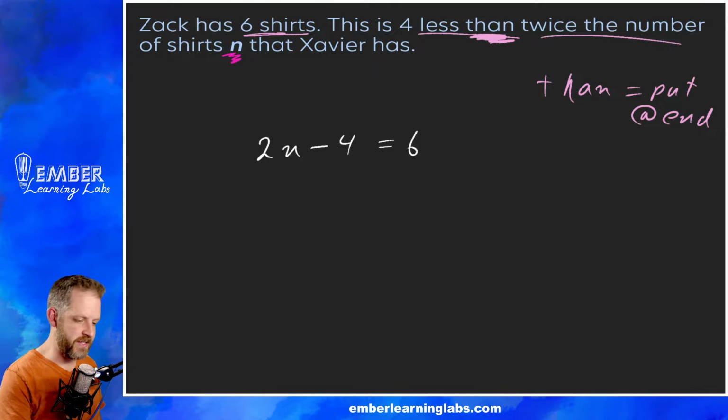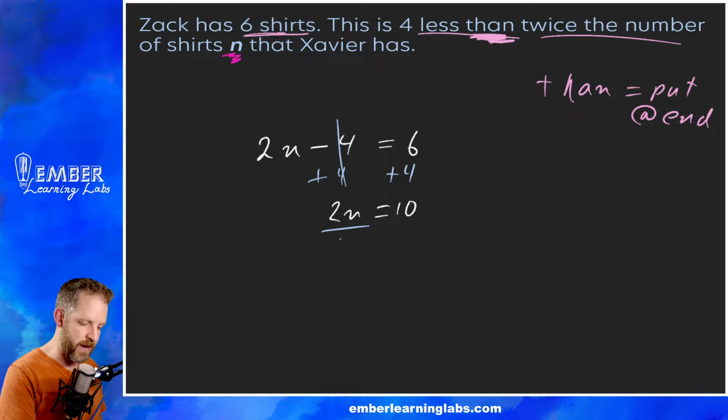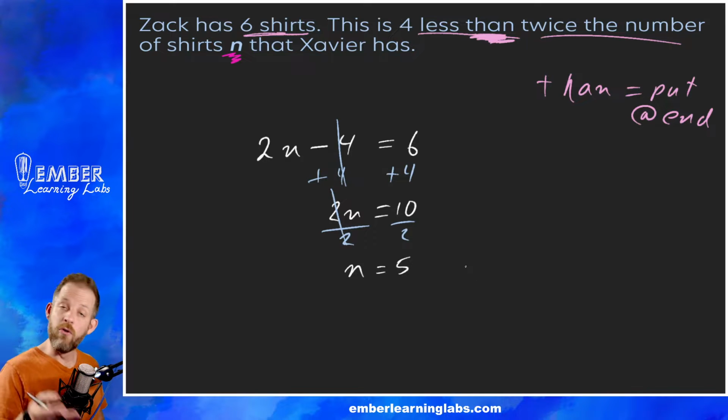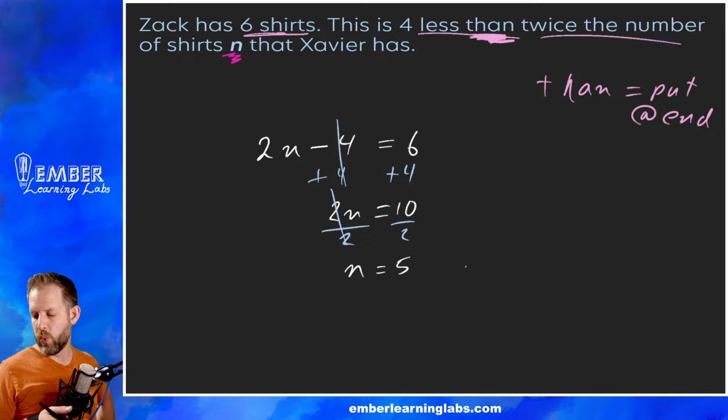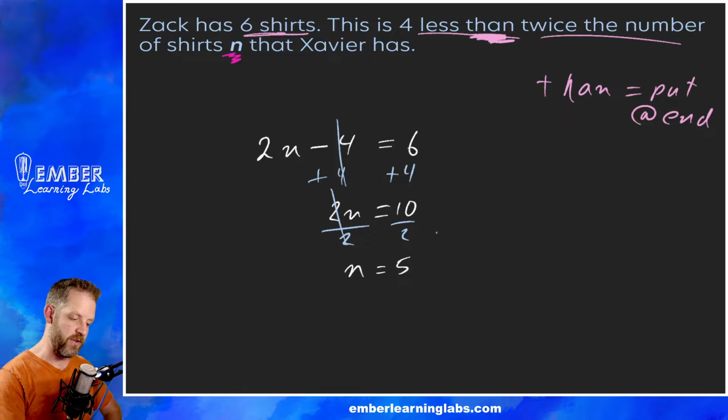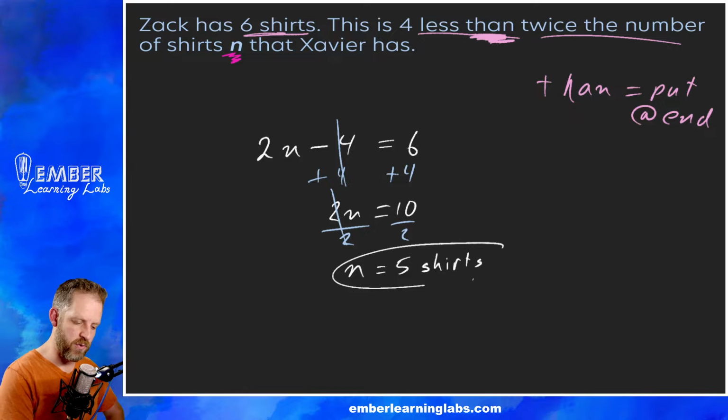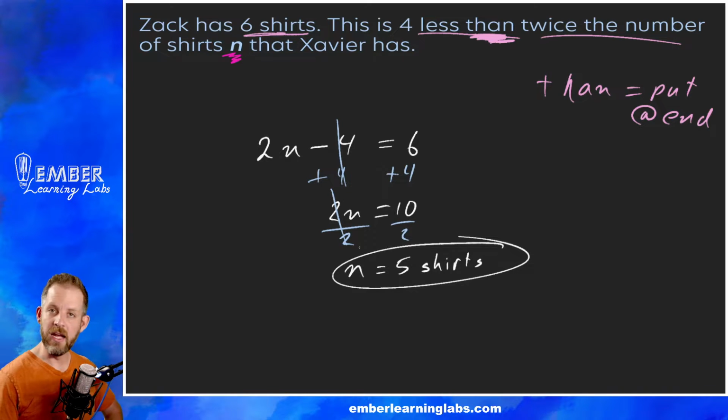So now we can solve this. That's easy to do, right? We're going to add 4 on both sides. Plus 4, those cancel, leaving us with 2n equals 10. And then we divide by 2, no big deal, right? n equals 5. So remember that when we're doing a word problem, we want to make sure and put the units. And so the units here would be shirts. So 5 shirts. That's important when we're doing a word problem, right? Well, that wasn't so bad.